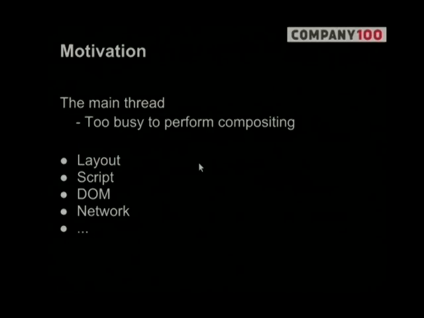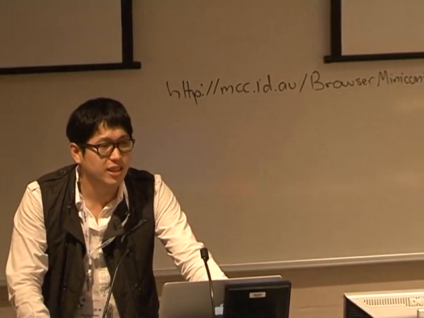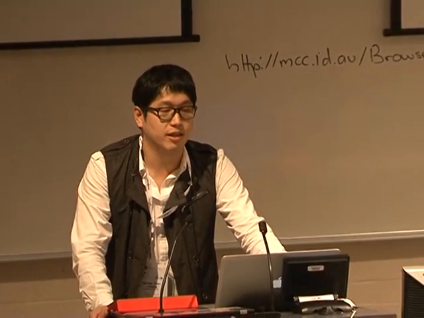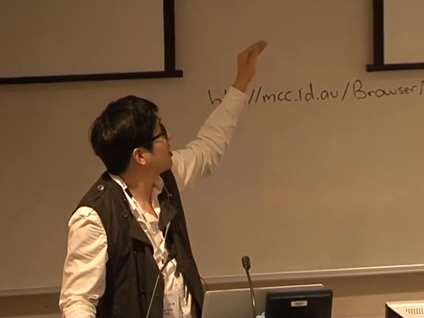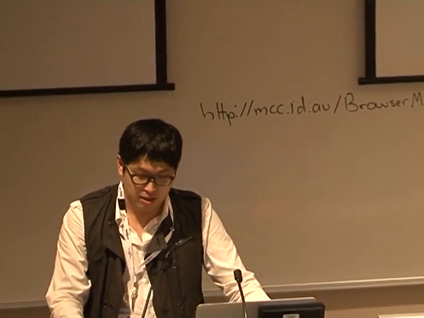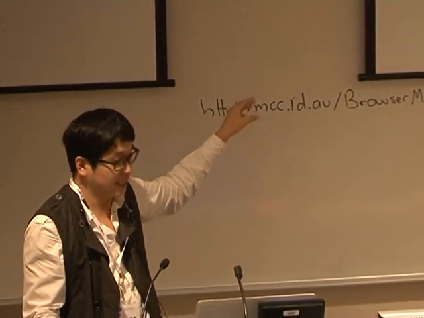Though there has been accelerated compositing, and we have improved rendering speed by implementing it, it was not enough because the main thread of WebCore is too busy to perform compositing. Especially in the embedded case, there is very limited CPU and GPU power, so it was insufficient. The main thread has to execute layout, scripting, DOM, and networking, so there is no time to composite. Thus, running the compositing on the main thread severely limits the responsiveness and rendering speed.